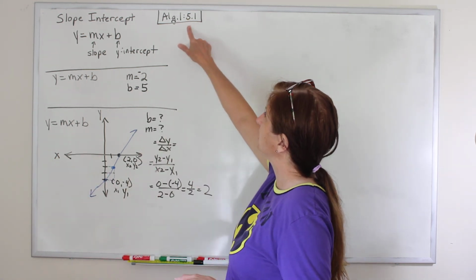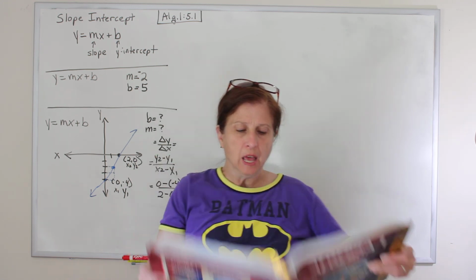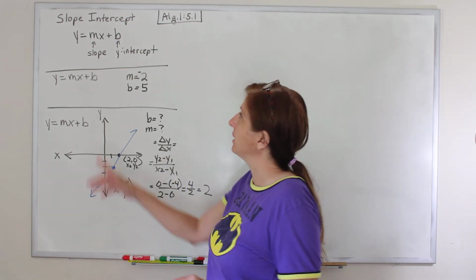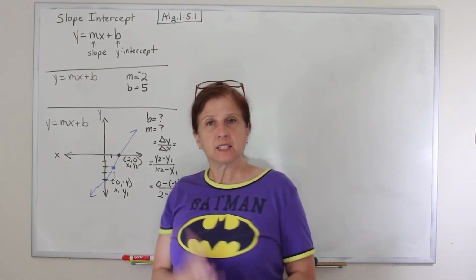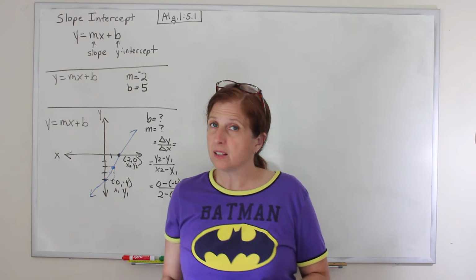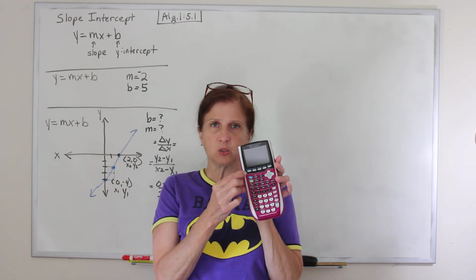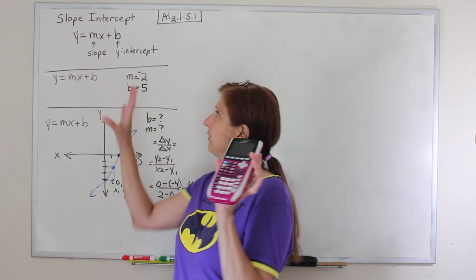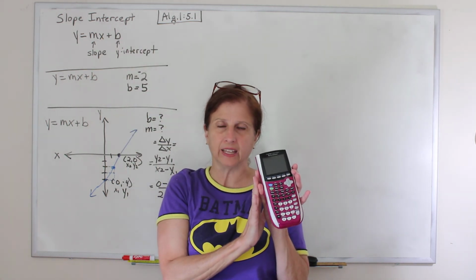We are doing Chapter 5, Section 1 in this book. But what we're going to be talking about today is the Slope-Intercept Form. And this is going to be your favorite form. The reason why is because there's a button on your calculator right there that says y equals. So this is the form that your calculator needs to be able to graph things.